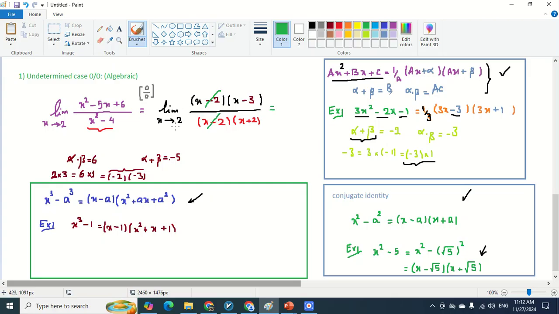Now just replace x by 2, then we have 2 minus 3 at the numerator, and at the denominator we have 2 plus 2, which is 4. If you calculate that, 2 minus 3 is minus 1 over 4, which gives you minus 0.25, or minus a quarter. So this is the method of solving undetermined 0 over 0 for the algebraic case. The other method is using long division. Let us solve one more with long division now.